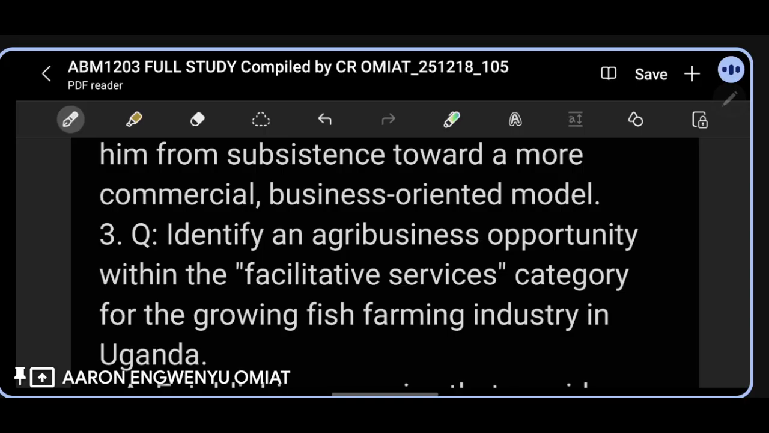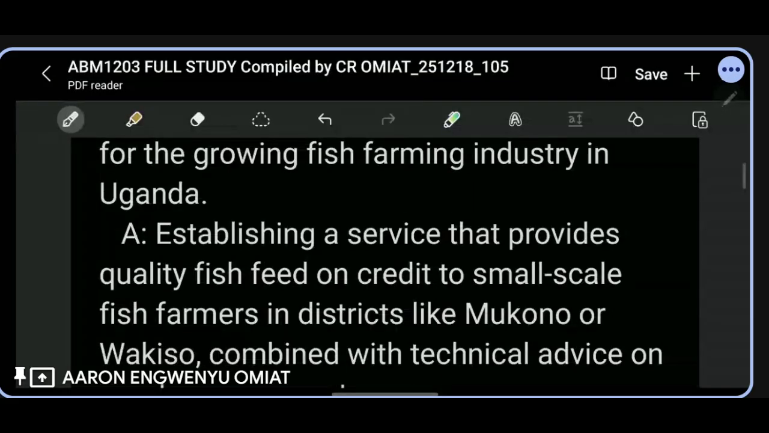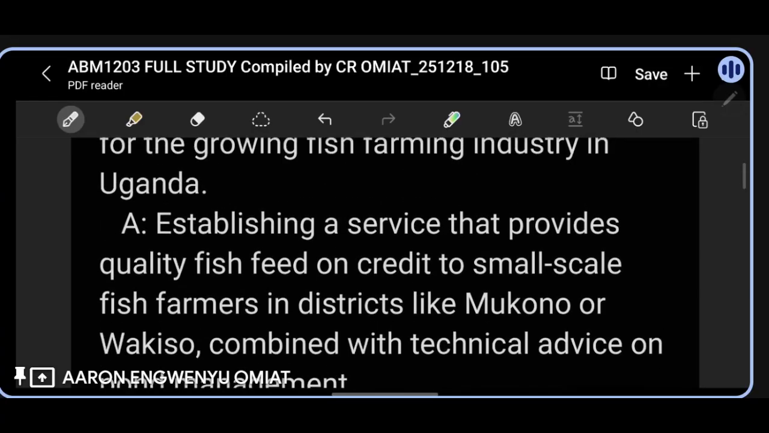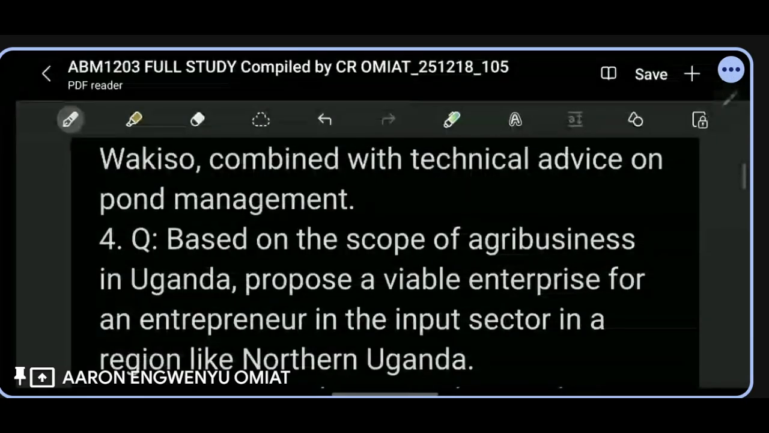Okay, got you. Transportation, transporting raw materials and also the outputs. So establishing a service that provides quality fish feed or credit to small-scale farmers in Mukono, Wakiso, combined with technical advice. Okay, so you just think of anything. He has chosen transportation. These people chose credit. You can choose processing or value addition. You can choose marketing. You can choose different things. Your choice. Based on the scope of agribusiness in Uganda, propose a viable enterprise for an entrepreneur in the input sector in a region like Southern Uganda.